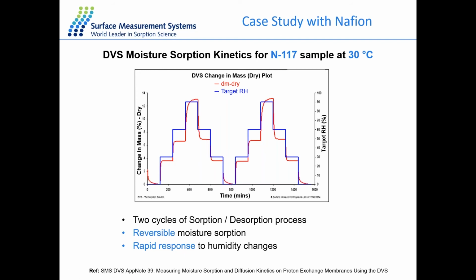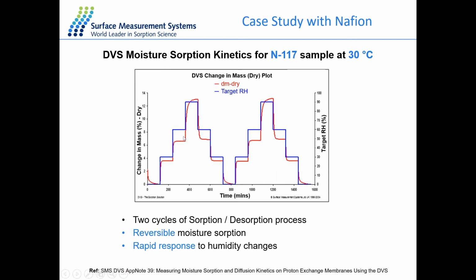The total water uptake for this sample is quite high. It's more than 10% change in the mass at 90% RH, which means the water molecules are not only on the surface, but also go into the bulk structure of these membrane samples. The second cycle is exactly the same as the first cycle, with the same uptake as well as the same kinetics, which means the water sorption and desorption is a completely reversible process.